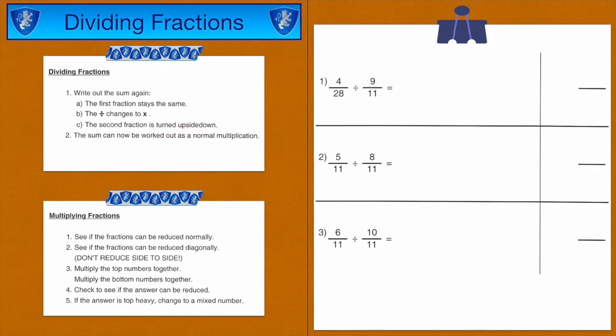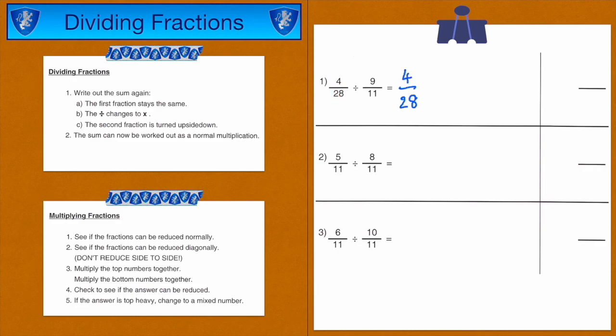And then what you're left with is just a normal multiplication. So you just do it the way we've been doing already. So let's have a look at number 1. So remember, the first thing we're going to do is write this sum out again. So the first fraction, 4 over 28, stays the same. So you just write 4 over 28.